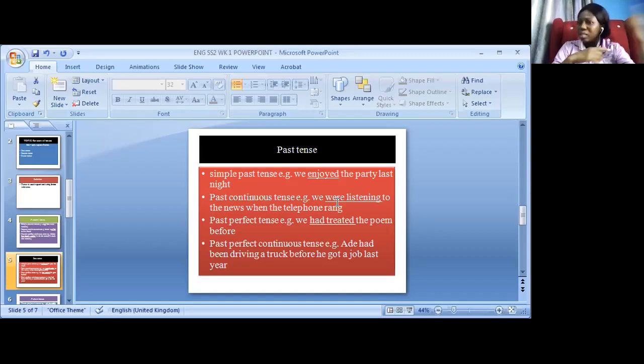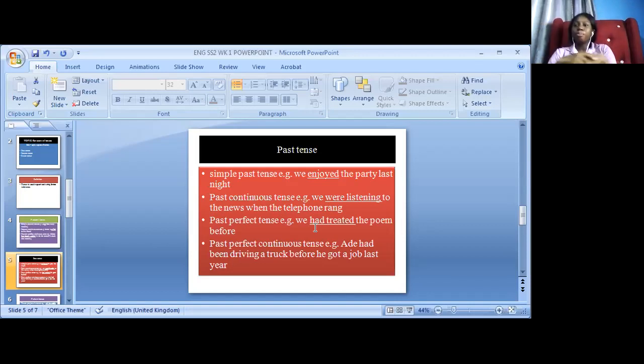So they were on it. That was what they were doing in the continuous form. Now let's move to the next aspect. That's the past perfect tense. The past perfect tense is used to express action or circumstance that occurred in the past before some other events.